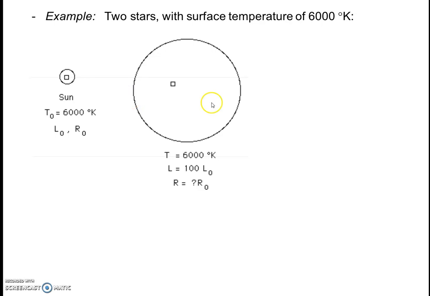Capella, or this example star, is 100 times the luminosity of the sun. It's 100 times brighter. These little squares: if you blocked out the rest of the sun except for this square, and you blocked out the rest of Capella except for the little square, the light coming through this little square would be the same for both stars. Okay? But the total brightness of this star is as if you added up the brightness of all the little squares you would need to cover the surface, right?